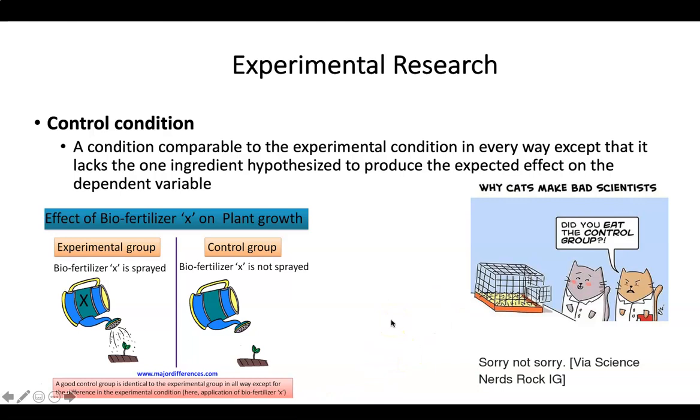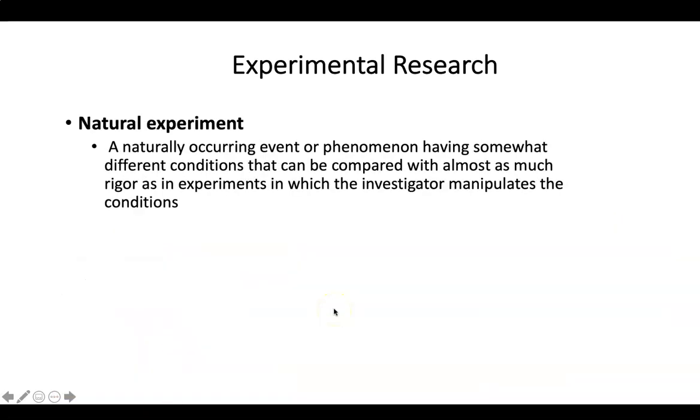Sometimes it doesn't work. Maybe the biofertilizer has something in it that ends up killing the plant, or you see that it actually grows much better than the control group, which does not have it, with a dependent variable.